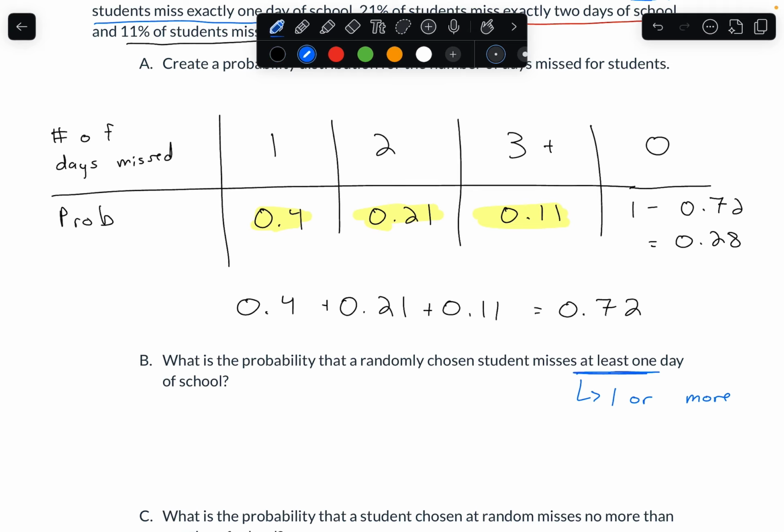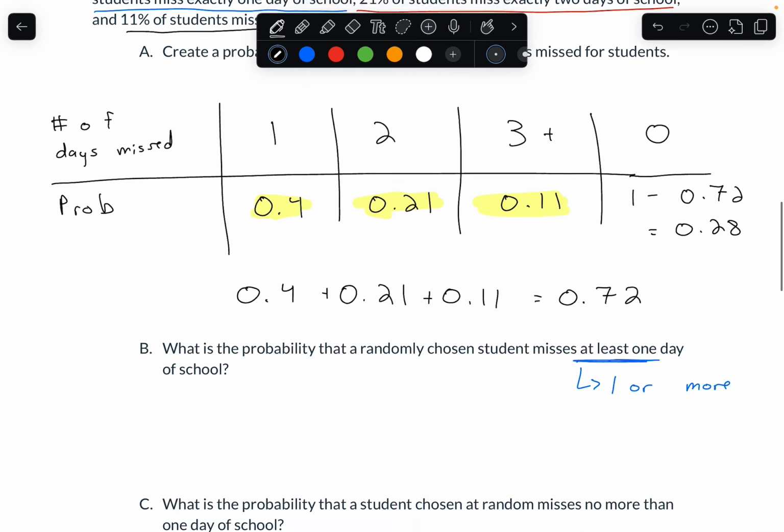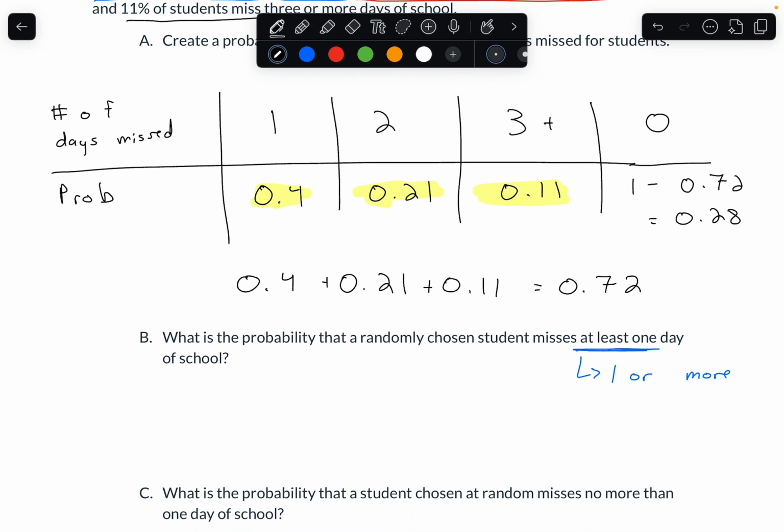Now, what's nice is these are mutually exclusive events, meaning there's no overlap. So I should be able to just add these probabilities together. So when we say 0.4 plus 0.21 plus 0.11, we actually calculated that number right above to get 0.72. So the probability that we miss at least 1 day would be 0.72.